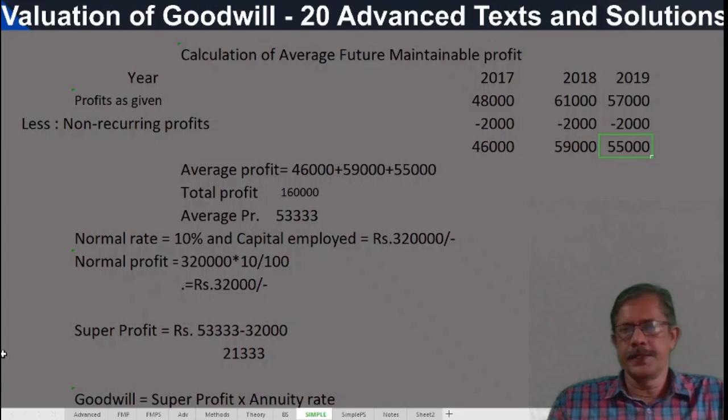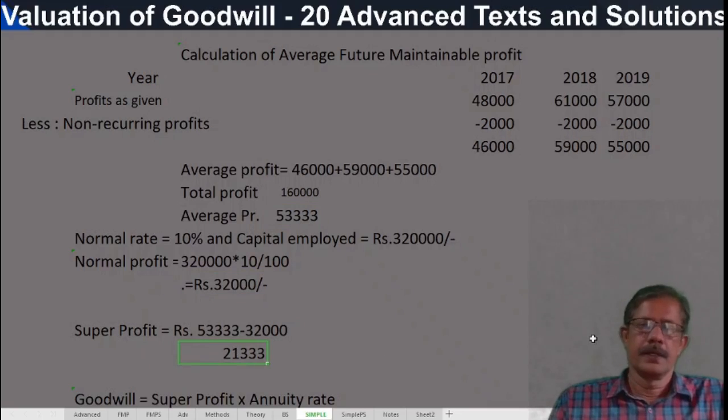Only one item to be adjusted. So average profit is equal to this adjusted profit divided by 3, that is 53,333. Normal rate is 10% of capital employed. Both are given in the question. 10%, capital employed 32,000. So normal profit is 3,200. Average future maintainable profit is 53,333, minus 32,000. How much is it? 21,333.